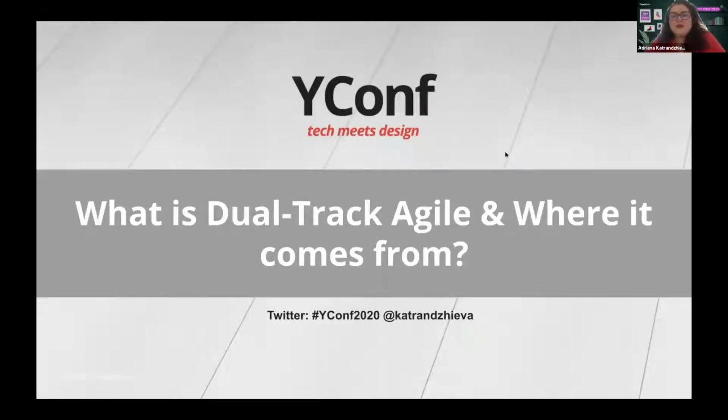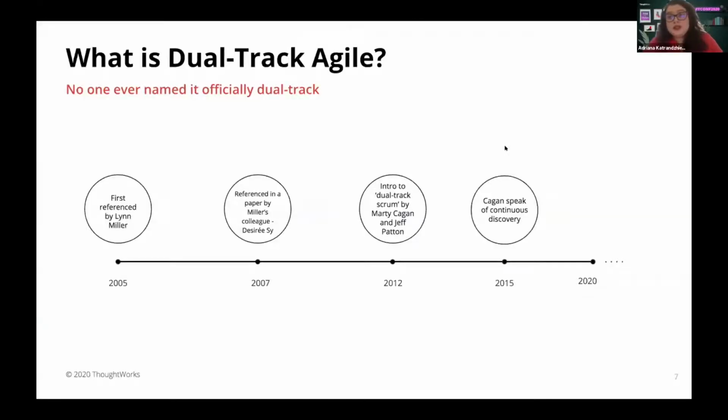So if we start from the beginning with some theory, essentially, and where this concept comes from. It's not a new concept to start with. It dates back to 2005. And a fun fact is that no one actually officially named it DualTrack. But the first reference of something that resembles it was made by Lynn Miller in a paper that they wrote in 2005. And essentially they were talking about interconnected parallel design and development tracks.